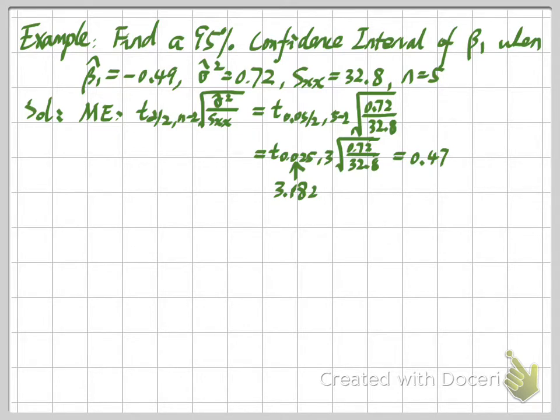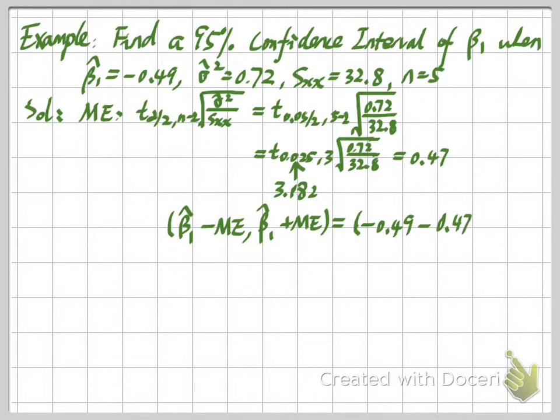Because we have this margin of error, we can get our confidence interval. The left endpoint is beta hat 1 minus our ME, and the right endpoint is beta hat 1 plus our ME. In the question, they already give us the estimator of beta 1, and we also computed the ME, so we just plug in the answer. For the left endpoint, it is negative 0.59 minus 0.47. And the right endpoint is a similar equation, but plus the ME. So this is plugging the values into our formula.